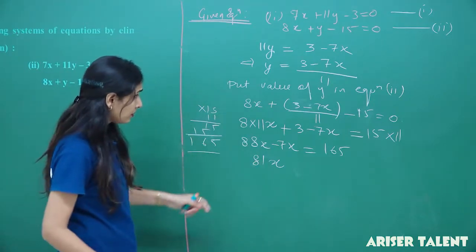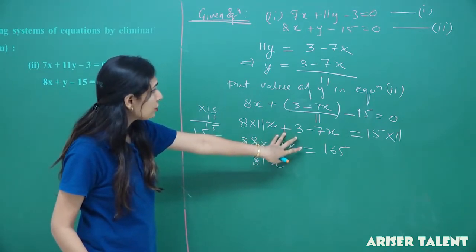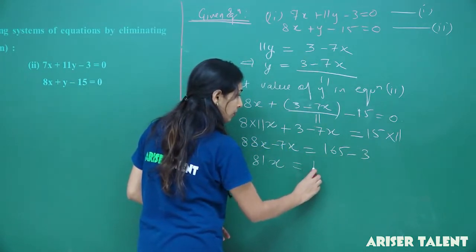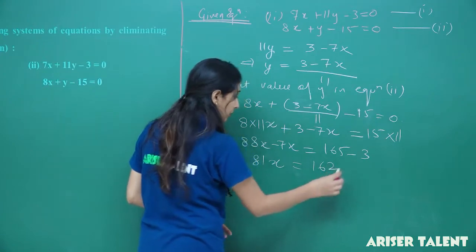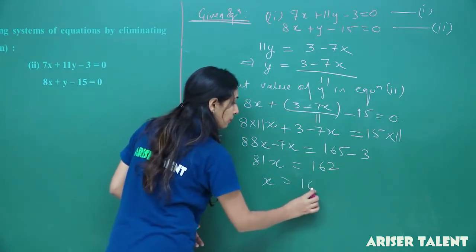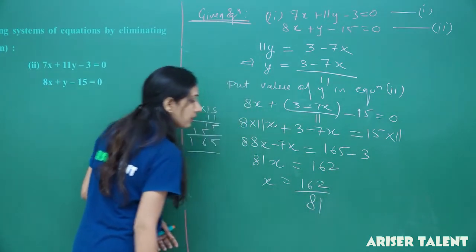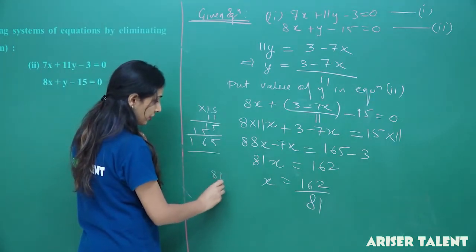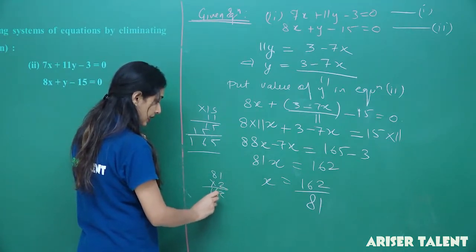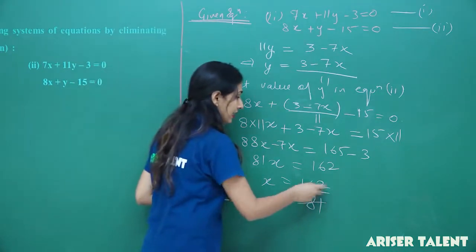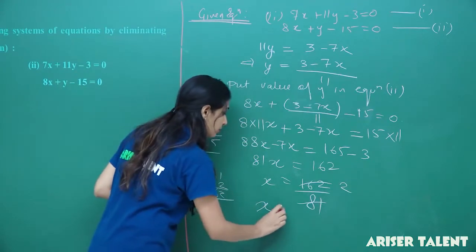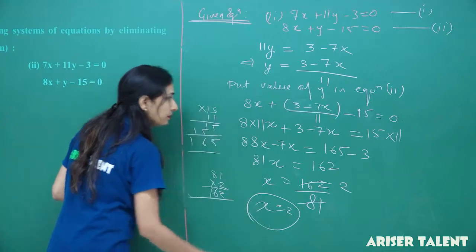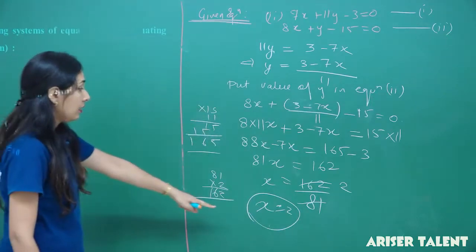Now this 3 will go there, so that will become 162, so 81x equals 162. 81 twos are 162, so it will cancel by 81, so x equals 2, right? x equals 2. Now about y, what will I do?